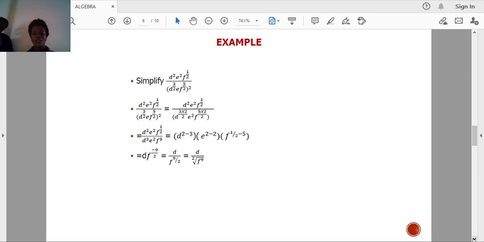So that is an example that is a mixture of all the laws of indices, and we apply one at a time.